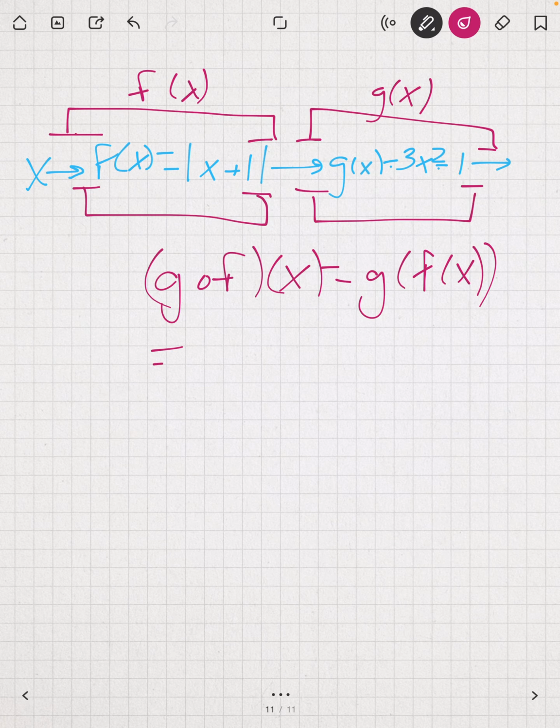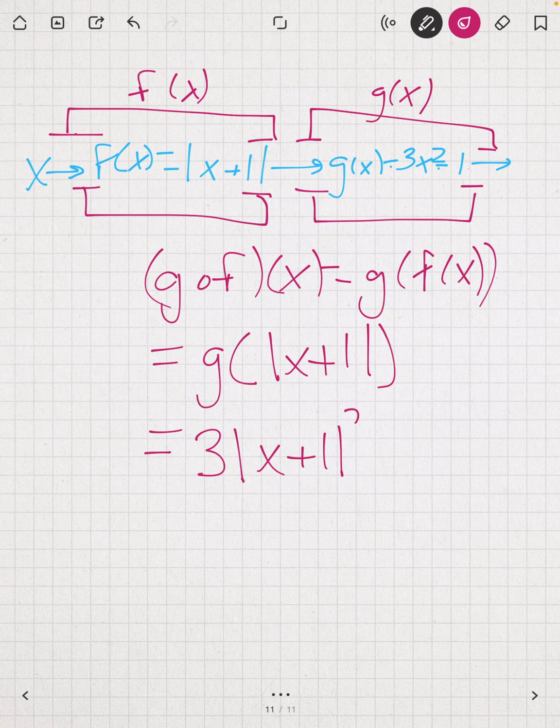So that's g of absolute value of x plus 1, which is 3 times absolute value of x plus 1 squared minus 1. Well, an absolute value squared is always positive. But we'll leave it this way. G composed f of 2.